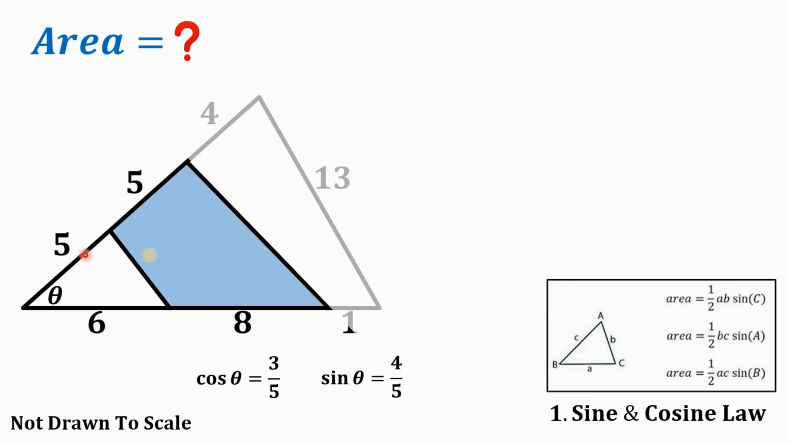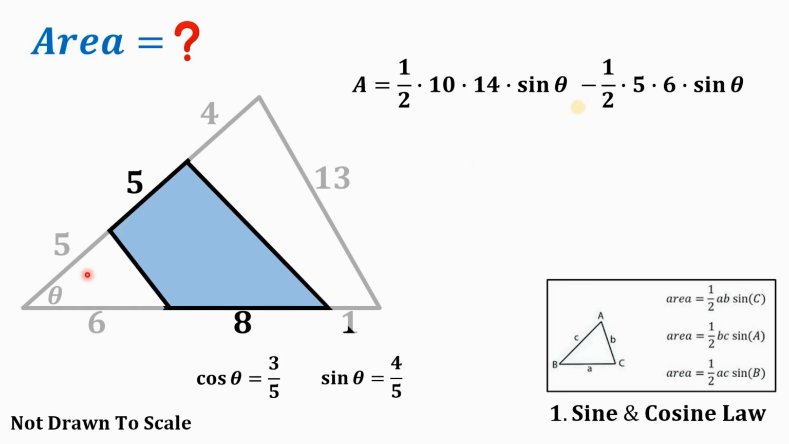Then, to find the area of this shaded region, what we're going to do is to subtract the area of this triangle having an angle of theta with the side lengths of 5 and 6 units. So let's do that. First, we need to find the area of this triangle with an angle of theta, side lengths of 10 and 14. So we have 1/2 times 10 times 14 times sine theta. Then subtract the area of this triangle. We have 1/2 times 5 times 6 times sine of theta.